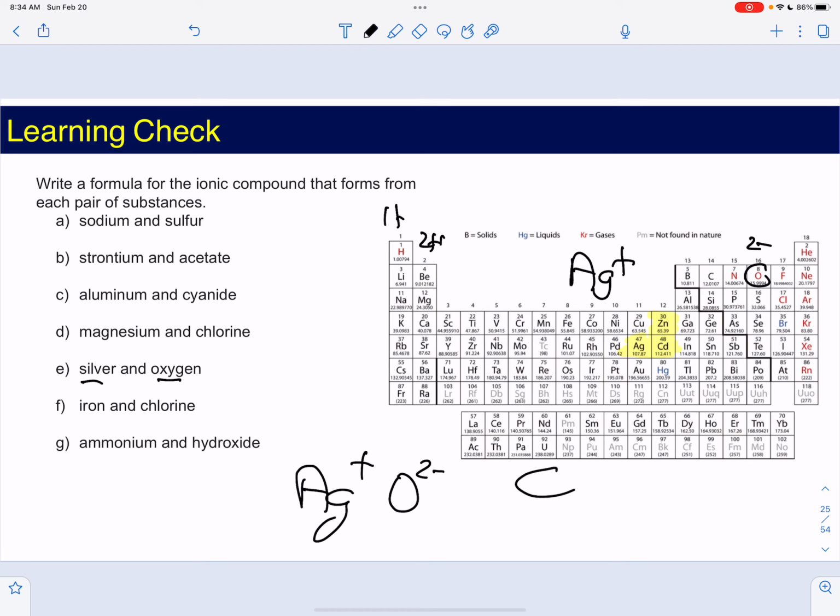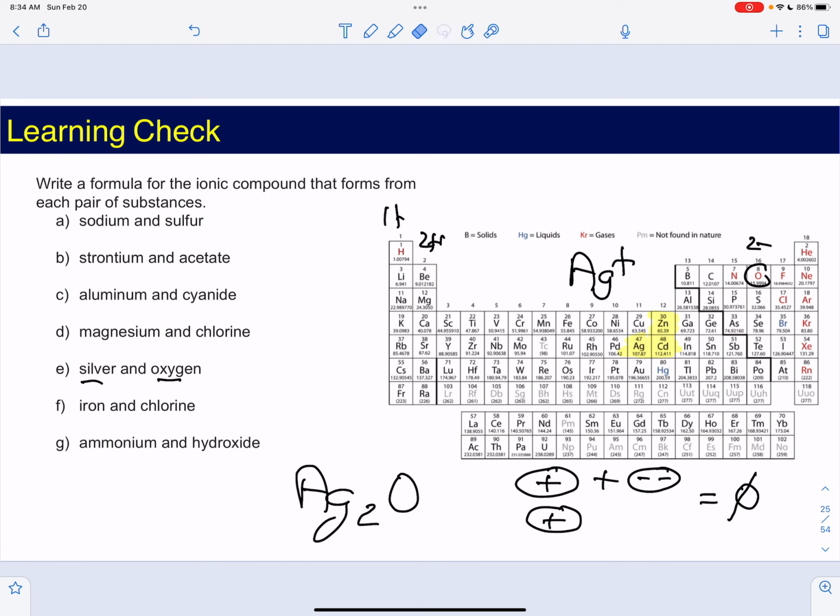So silver would be like a package of 1, while oxygen is like a package of 2. So I'm going to need another one of these to give me 0. So I'm going to have 2 of these and 1 of those. Once I do my compound, the charges do not show anymore, and we do not show the 1. And that will be the compound between silver and oxygen.